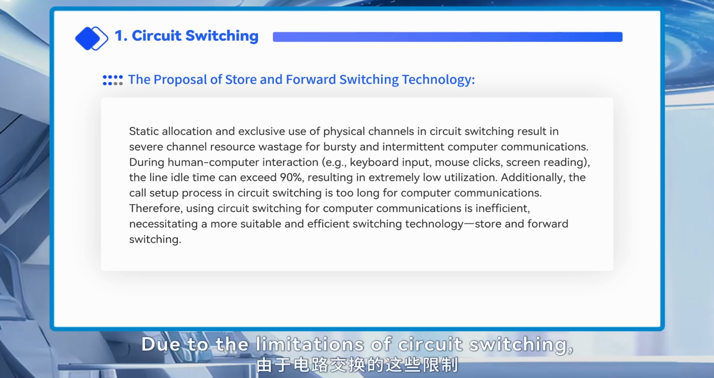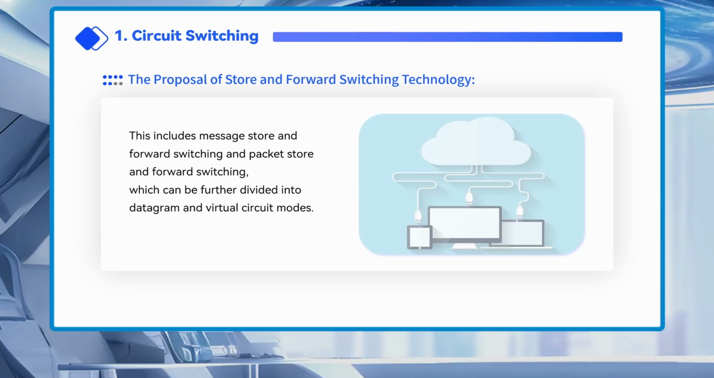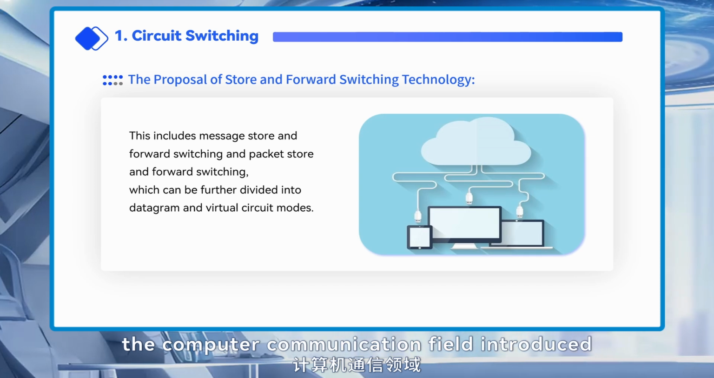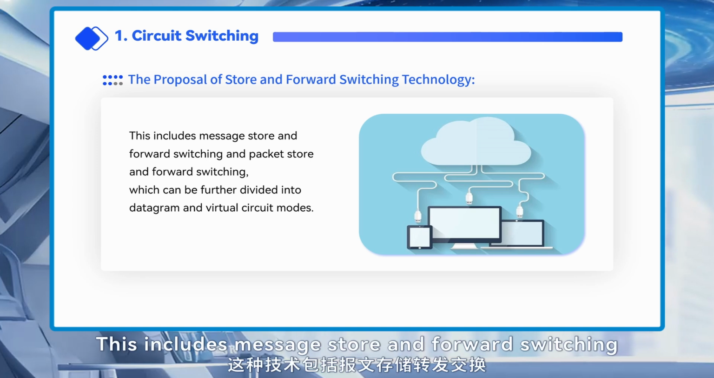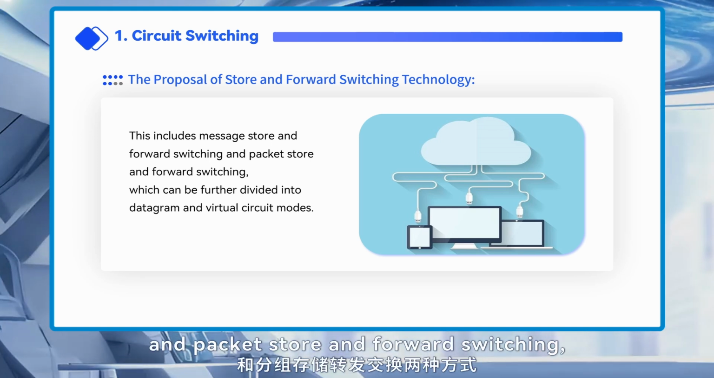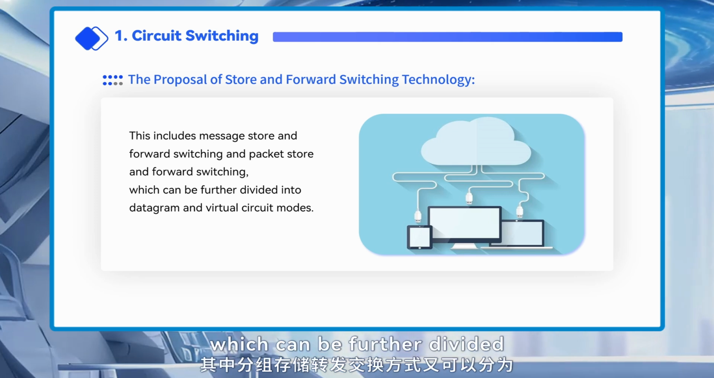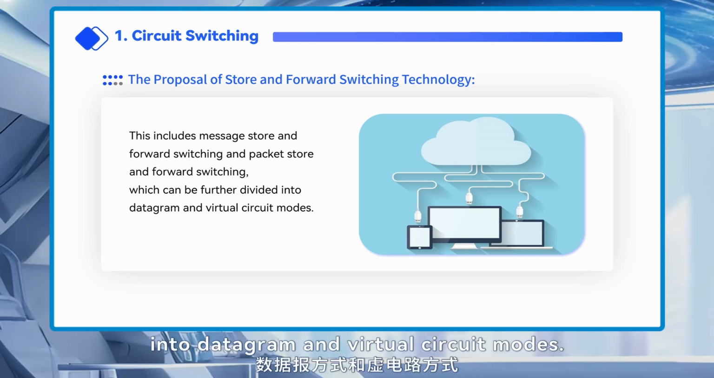Due to the limitations of circuit switching, the computer communication field introduced store and forward switching technology. This includes message store and forward switching and packet store and forward switching, which can be further divided into datagram and virtual circuit modes.